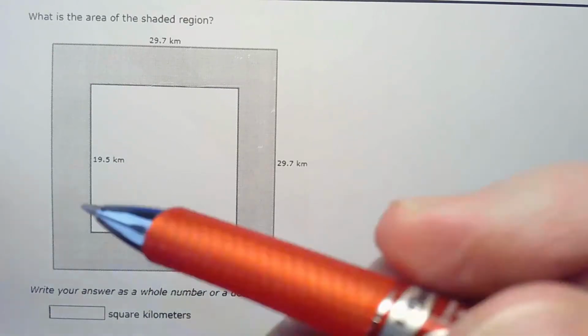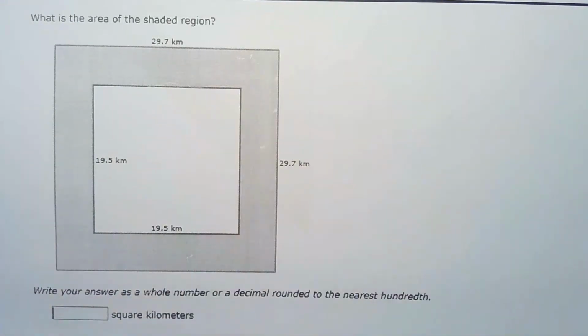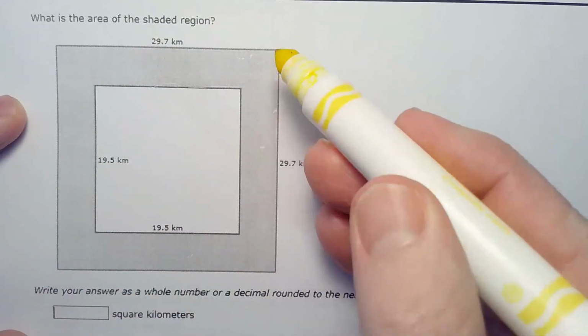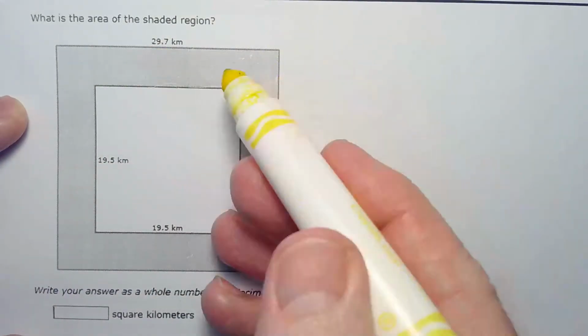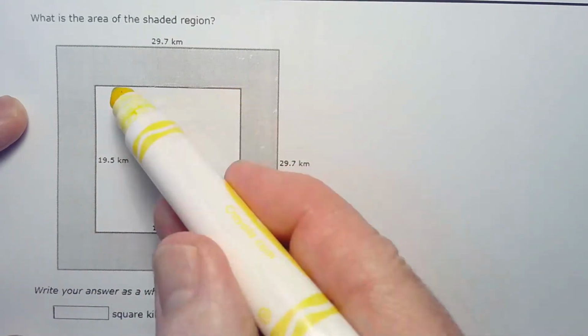Now, we could break this into a bunch of little rectangles, right? We could slice it up all these different ways. You know, that would work. But it turns out what's going to be a lot quicker and easier is to think of this as being a bigger rectangle, which in this case specifically is a square, and then we're subtracting the inside, right?